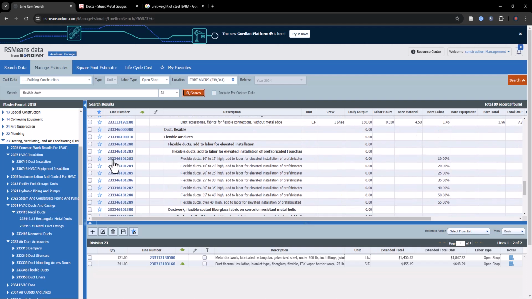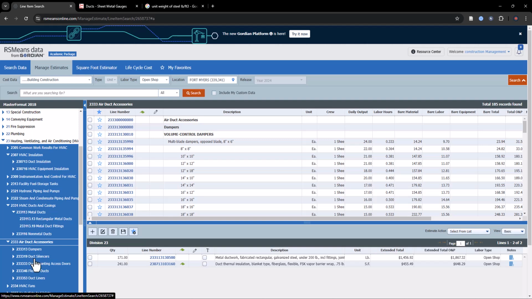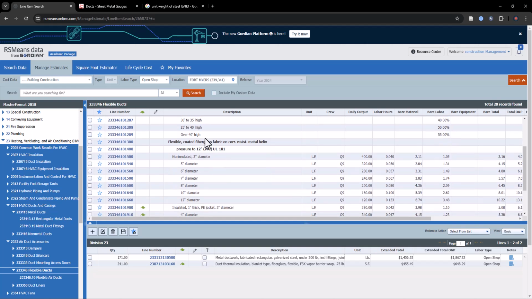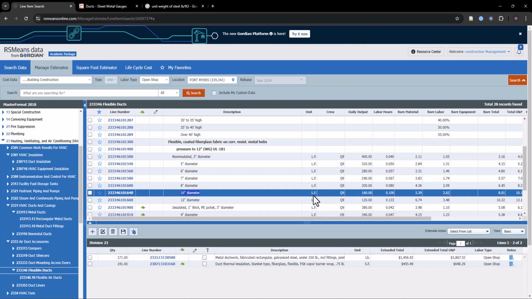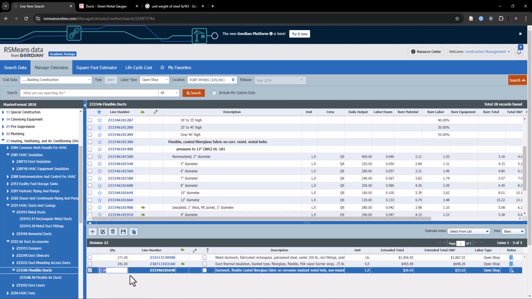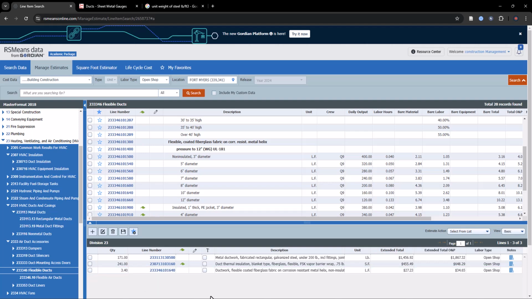Okay, flexible duct around 23, 33, 46. 33 over here, and then 46 flexible duct. For flexible duct, they have the diameter over here. They measure by linear feet. Very easy to price that. We have this one is 3.3 or 3.4. Okay. So that is how you calculate the estimated cost for all of the ductwork system.